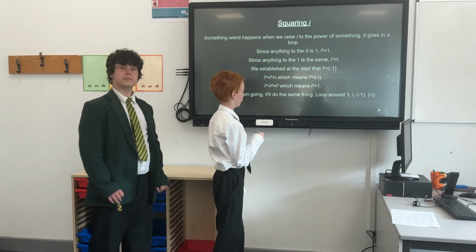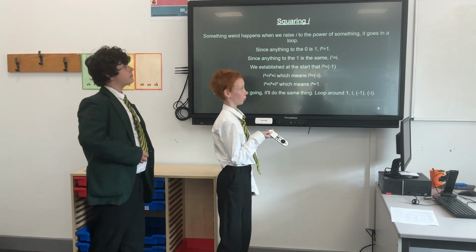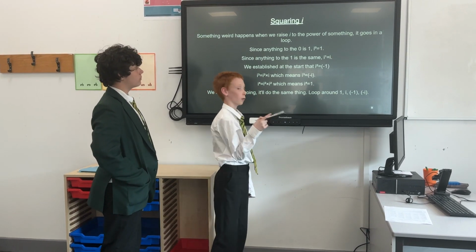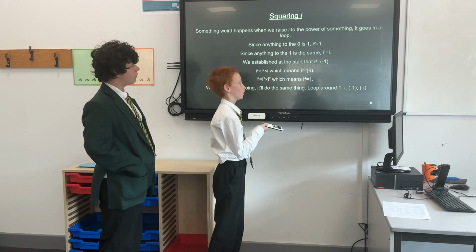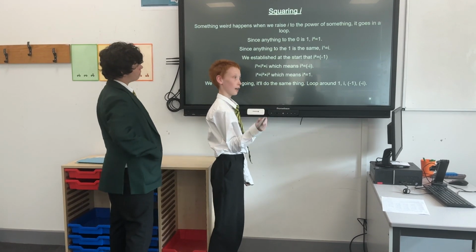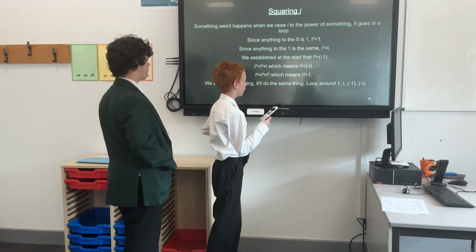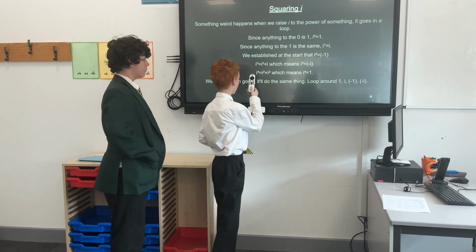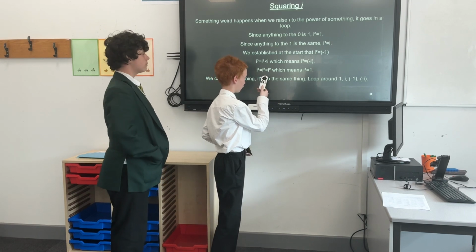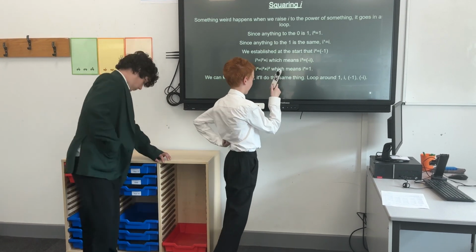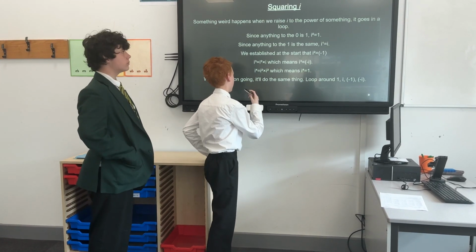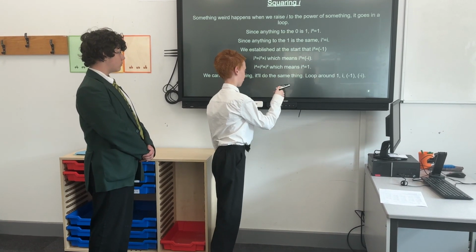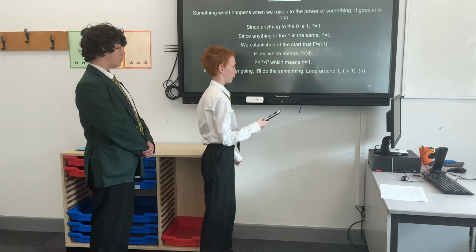Something weird happens when we raise i to the power of something. It goes in a loop. Since anything to the 0 is 1, i to the power of 0 is 1. Since anything to the 1 is the same, i to the power of 1 is i. We established at the start that i squared equals -1. And because i cubed is i squared times i, that means i cubed is -i. And since i to the 4 is i squared times i squared, that means i to the 4 is 1. We can keep going and do the same thing.